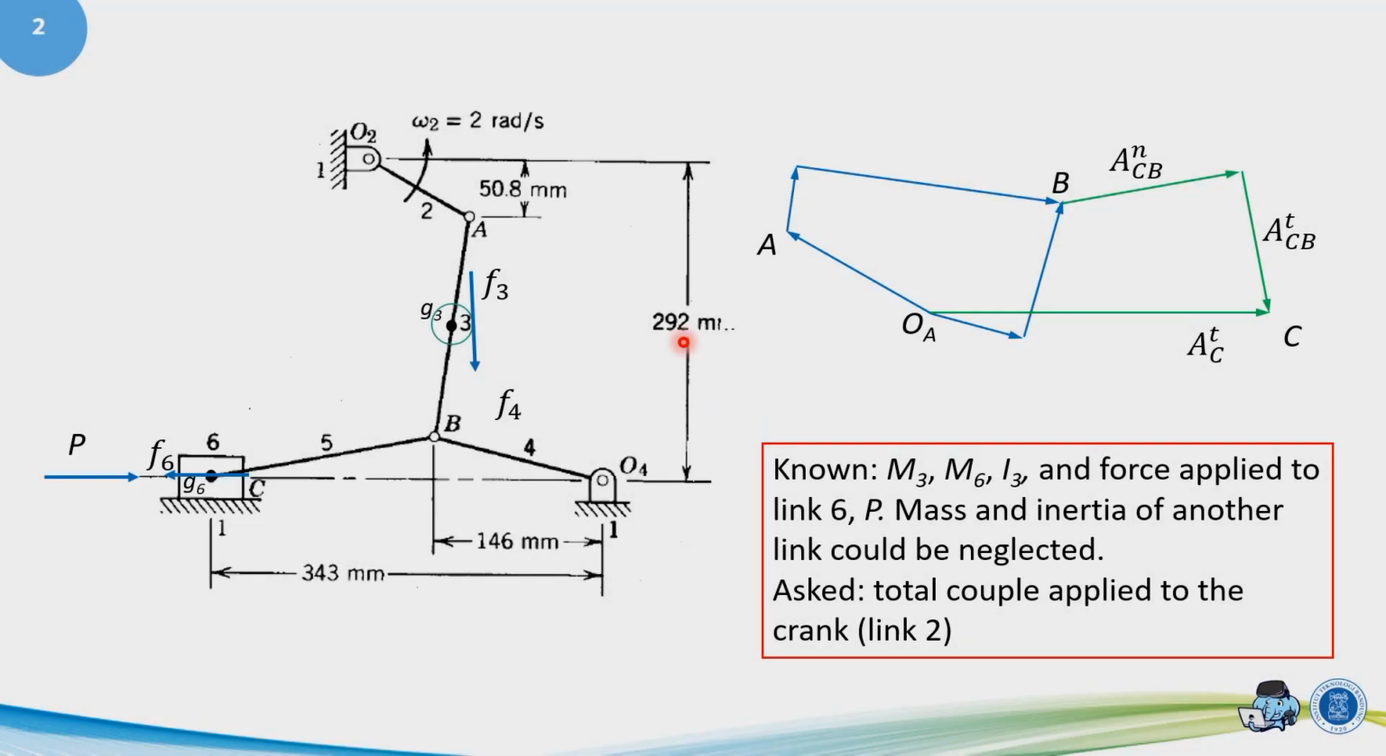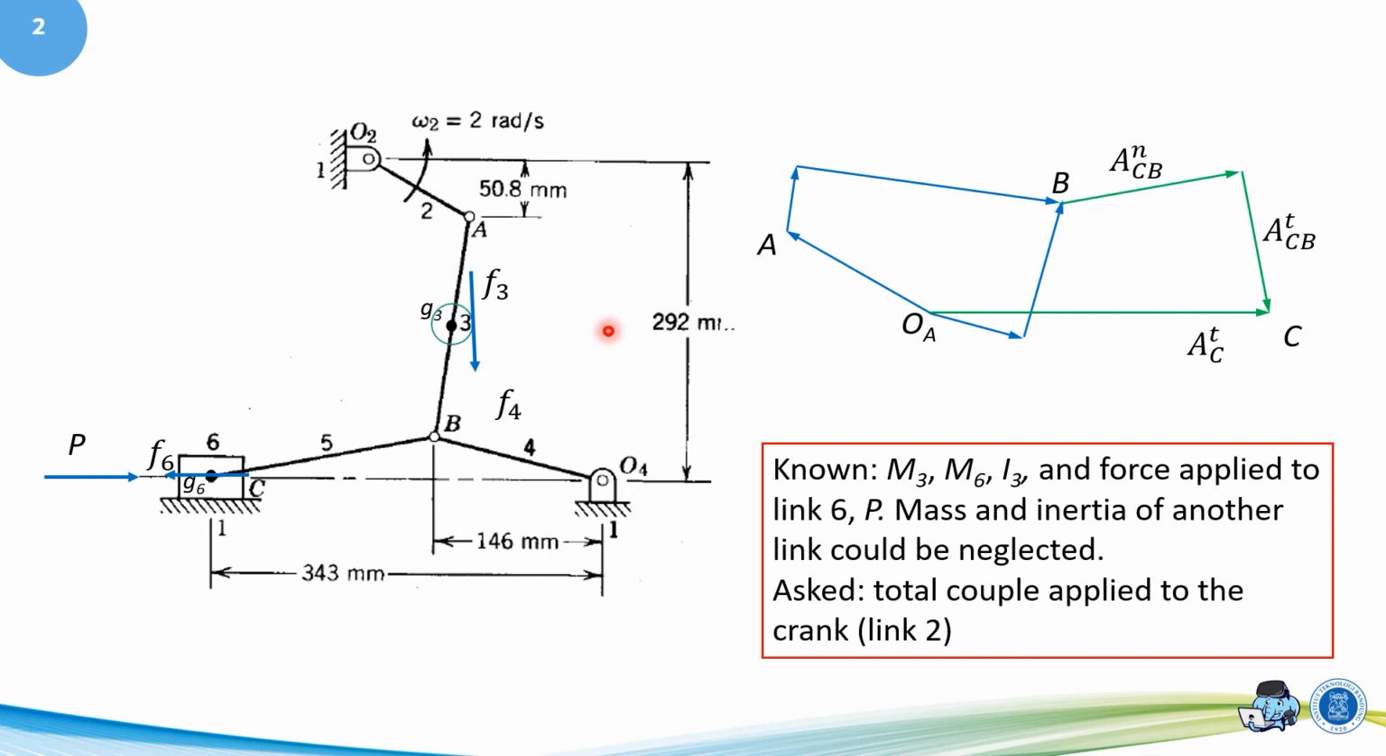In this segment, I will give you an example of analyzing the dynamic force analysis of the 6-bar mechanism. In the 6-bar mechanism, the mass and inertia properties of link number 3 and also 6 are known, and the mass of the other links can be neglected. You can see here, we have the external force P applied to link number 6, and the question is, what is the total couple applied to the crank, or link 2?